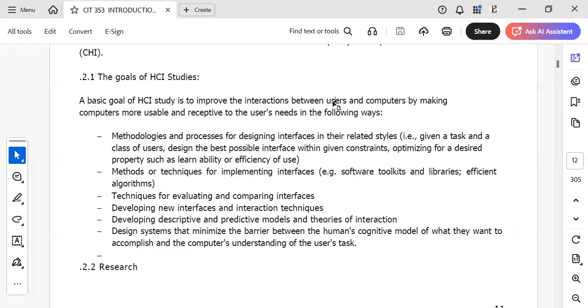You can just say, when you want to answer it, in order not to look like you are copying the material, the basic goal of HCI study is the improvement of the interactions between the users of machine and the machine itself, which is computer. But that is achieved in several ways. One of the ways we achieve that is methodologies and processes for designing interfaces in their related styles.